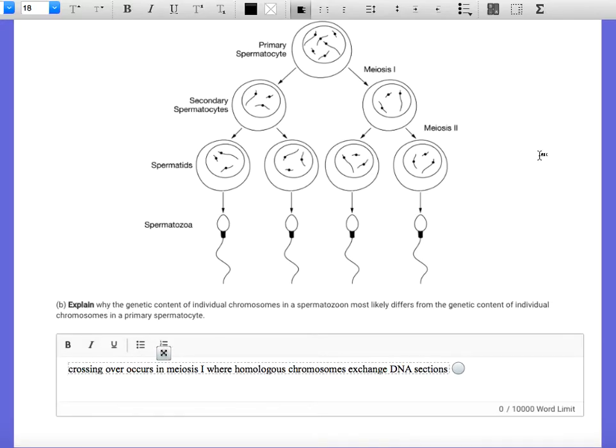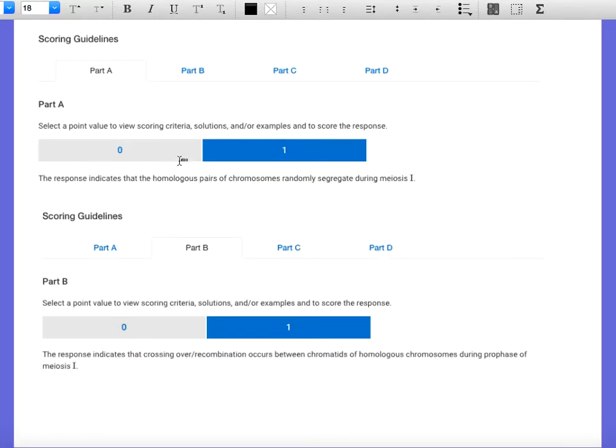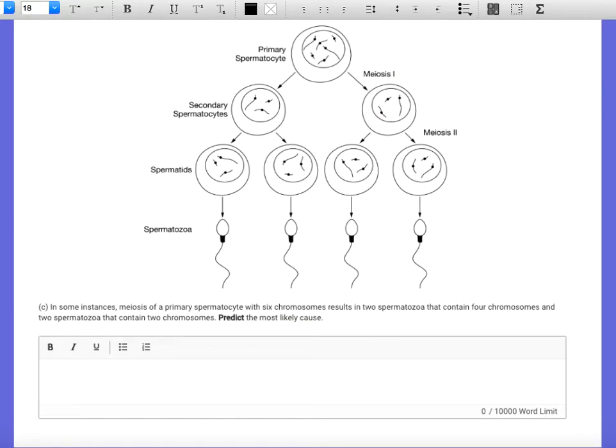Cool. All right. So, homologous pairs of chromosomes randomly segregate. The law of independent assortment. Great. The response indicates crossing over or recombination occurs between chromatids of homologous chromosomes during prophase of meiosis 1.